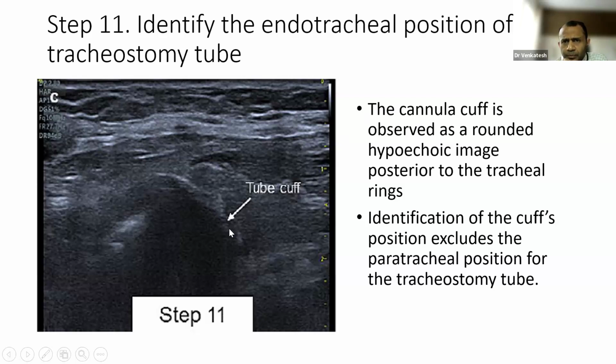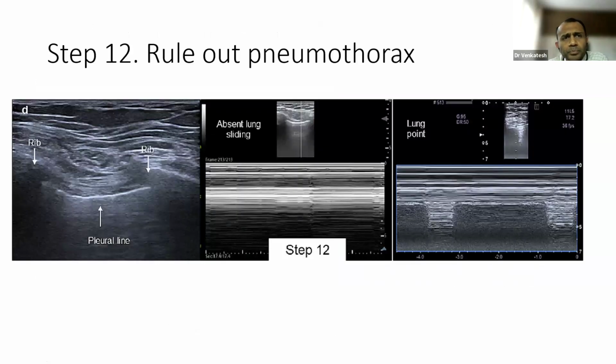Once you have inflated it, you use the same linear probe in the transverse axis and try to visualize this kind of rounded hypoechoic image posterior to the tracheal rings. So identification of the cuff's position excludes the paratracheal position for the tracheostomy tube. So that is one more important step we can consider.